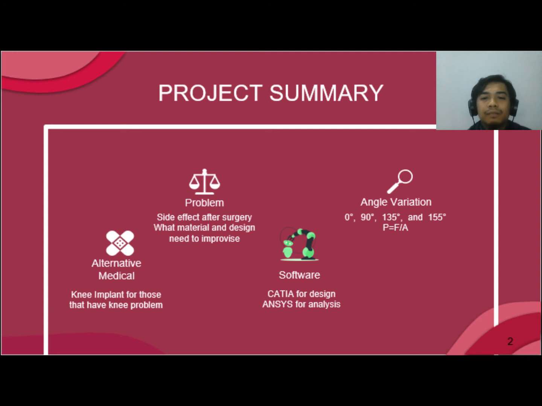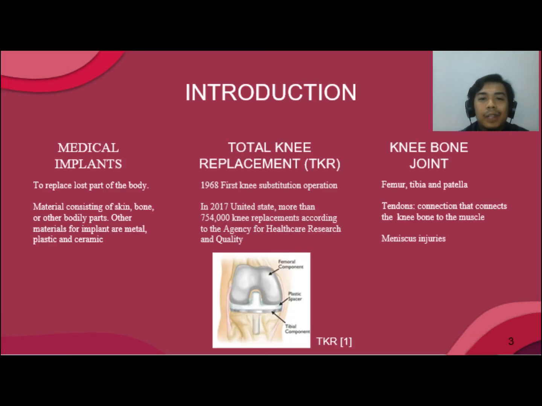Introduction. Medical implants are devices or tissues that are placed into the body surface. A medical implant is to replace a lost part of the body. Implants can be put in or removed permanently when no longer necessary. Certain implants consist of skin, bone, or other bodily parts. Other materials for implants are metal, plastic, and ceramic. However, surgery also has risks during implant installation or removal.